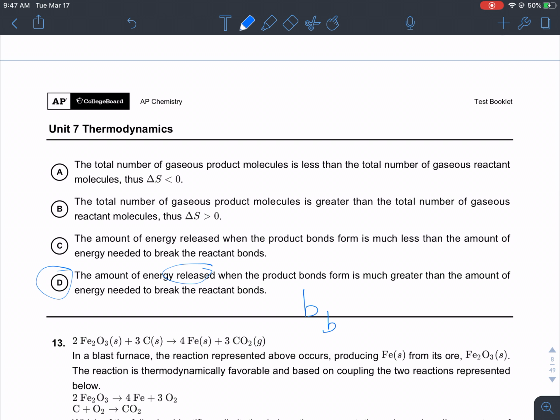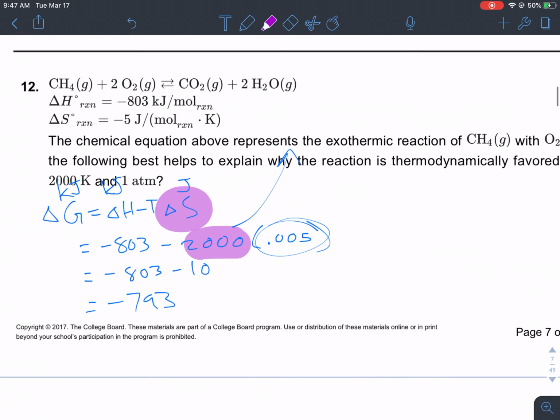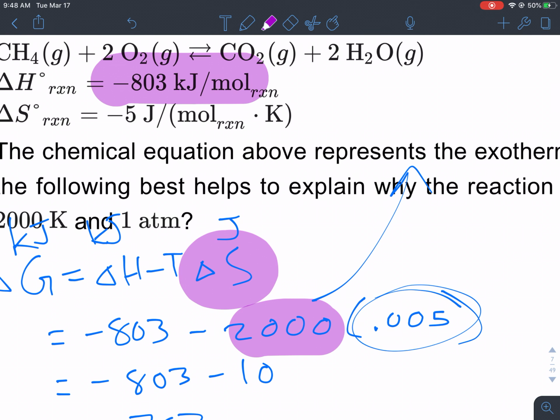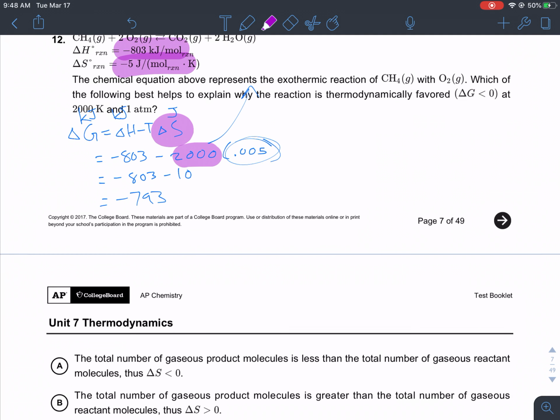Bonds broken minus bonds formed. You have way more bonds formed than you do reactant bonds broken. So this is so exothermic that the delta S cannot overcome it. Okay, the answer is D.